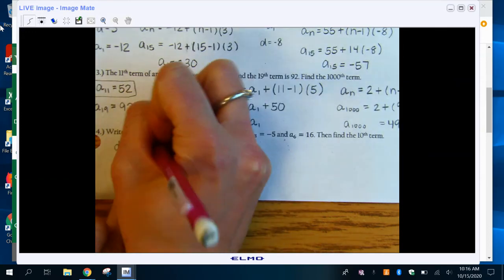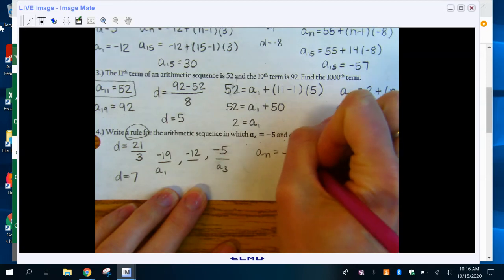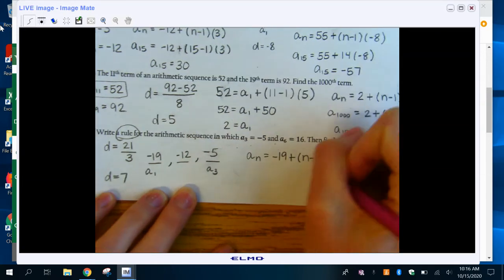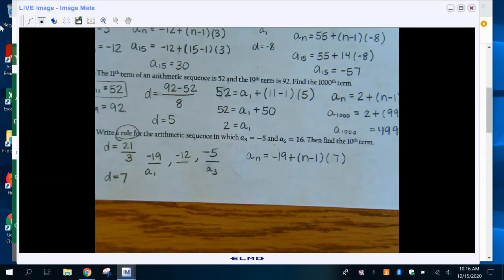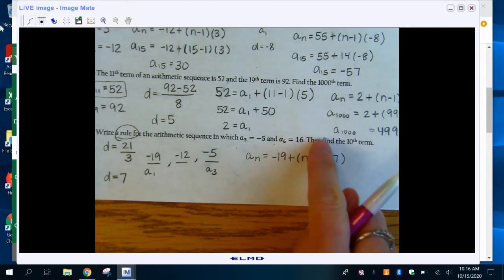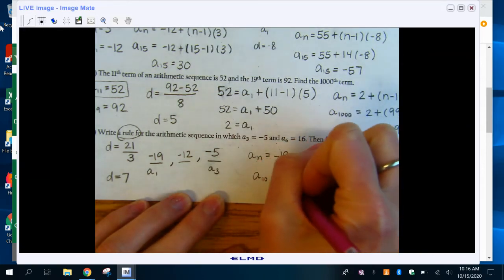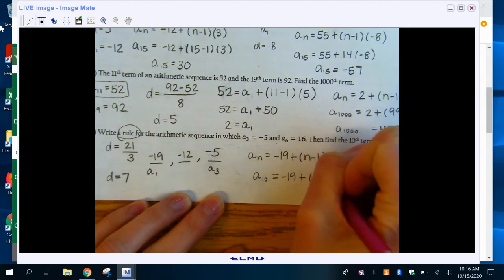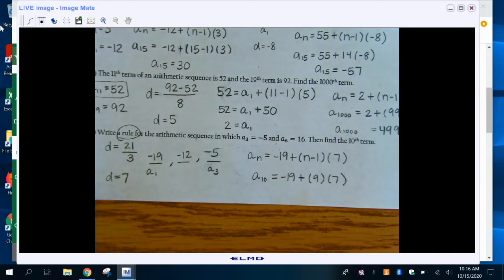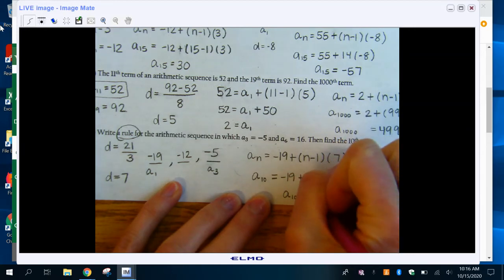So that means that my rule would be a sub n equals negative 19 plus n minus 1 times 7. Now we could either find the 10th term by using this formula, or again, if you just wanted to add 7 until you got to that 10th term, that would work too. So negative 19 plus 9 times 7 is going to give us 44. So that 10th term is 44.